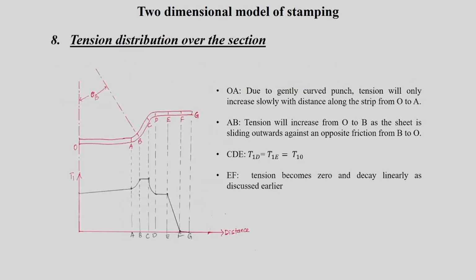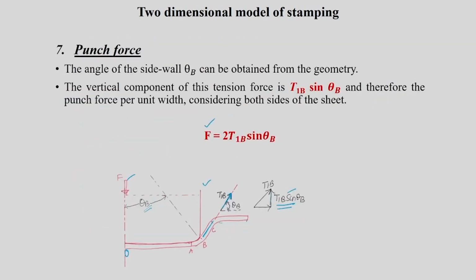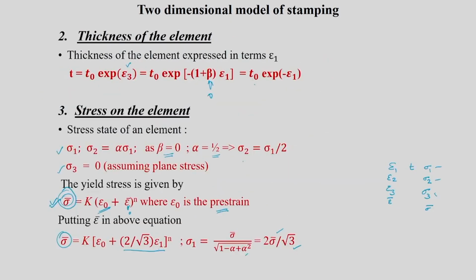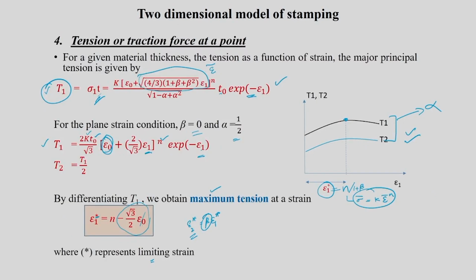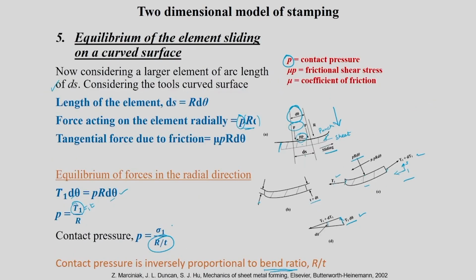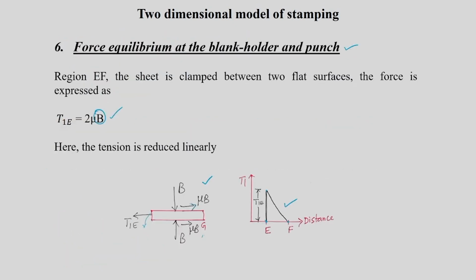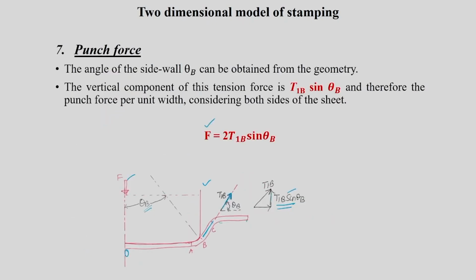Okay. So now all this is calculated. I have written 1, 2, 3, 4, 5. You can imagine strain of an element, then you have thickness, then stress on that element, then you can say tension or traction force T1, T2. That will lead to this important expression for us. And then we have equilibrium of forces in 2 ways. One is radial direction and the other along the sheet. Both will give you 2 important outputs. One is contact pressure, the other one is change in tension. If that is known, then you can get a blank holding force by this particular expression, and then you can get a punch force by this particular method.